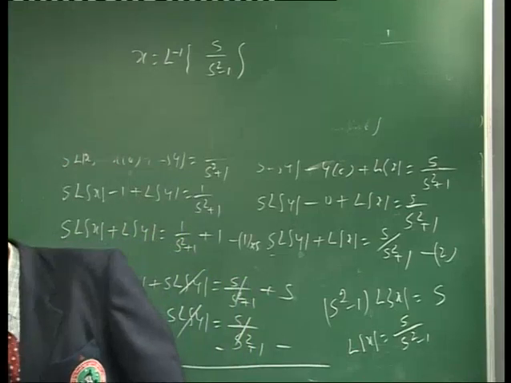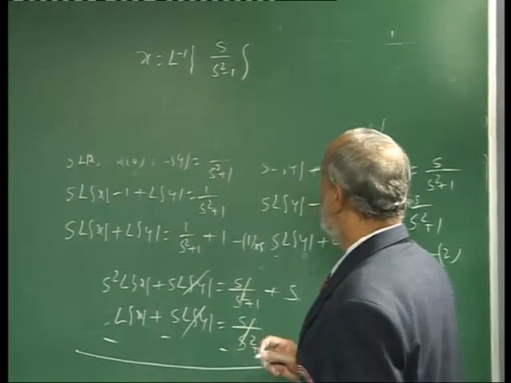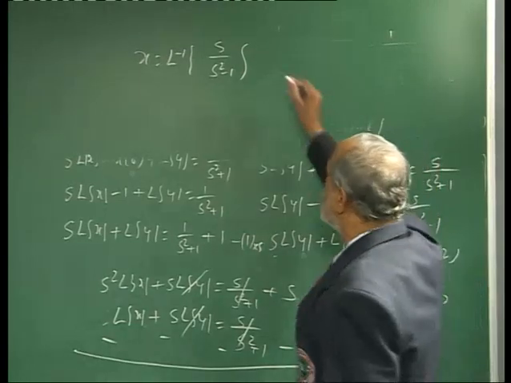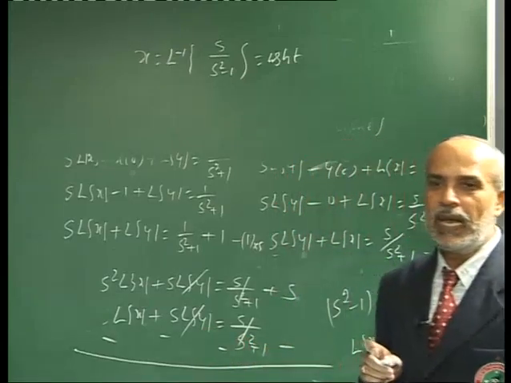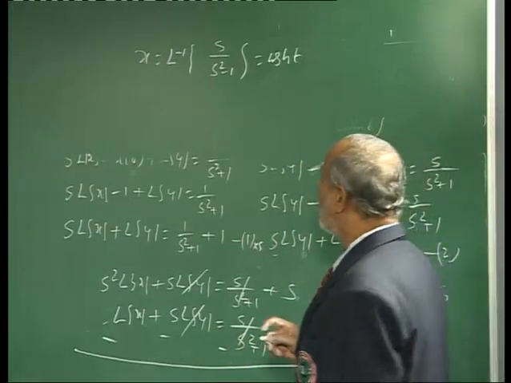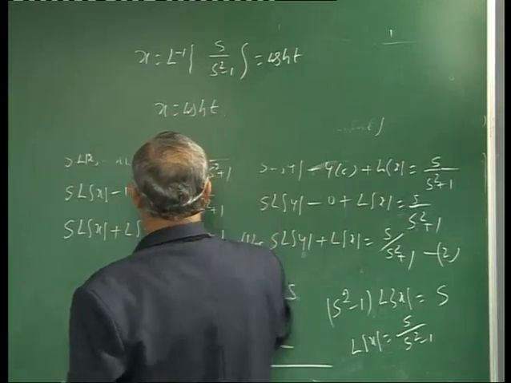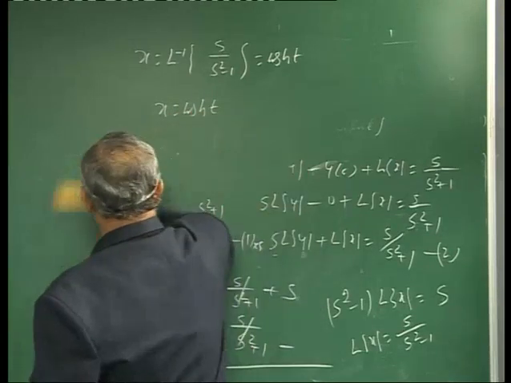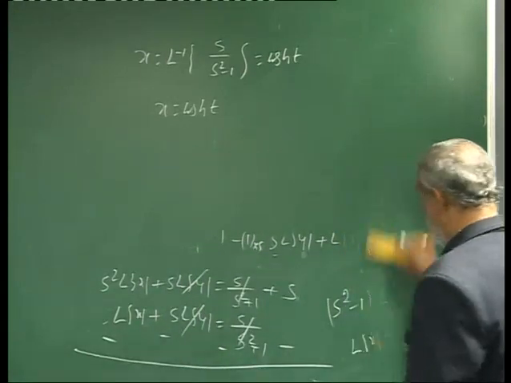Now you can apply the L inverse. Then L inverse of s by s squared minus 1 can be written as cos hyperbolic t. Then x is equal to cos hyperbolic t. Now you know the x value, now we have to find out the y value. See, how to find out the y value?